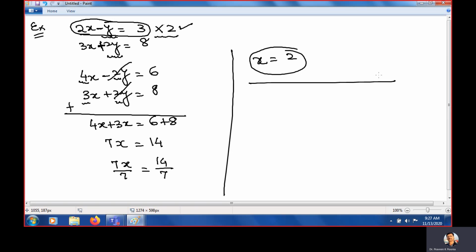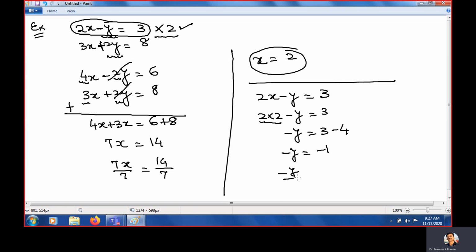Now choose any equation. It is up to you. You choose here, here, here, anything. So we opt for 2x minus y equals 3. Put the value of x. 2 times 2 minus y equals 3. So minus y equals 3, and 2 times 2 is negative 4 because we are shifting towards the right side. So minus y equals 3 minus 4 is minus 1.